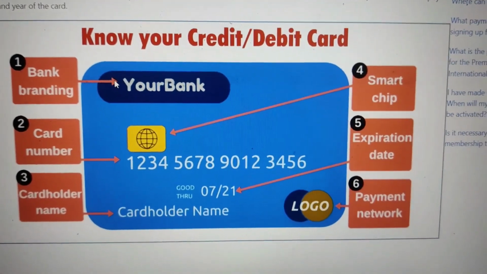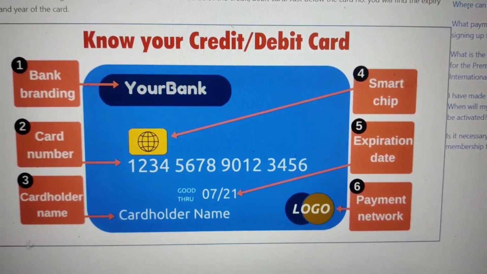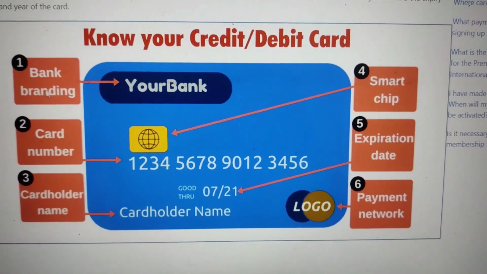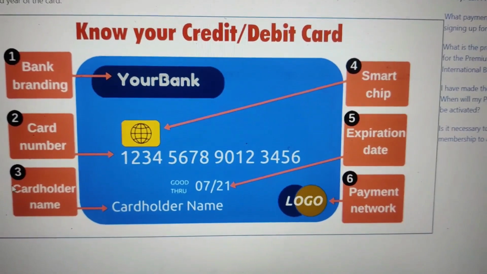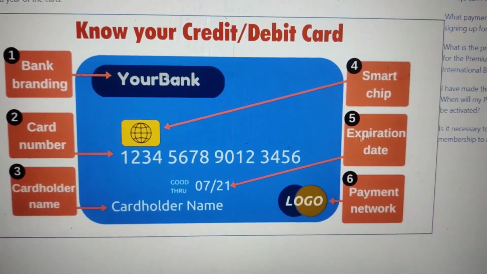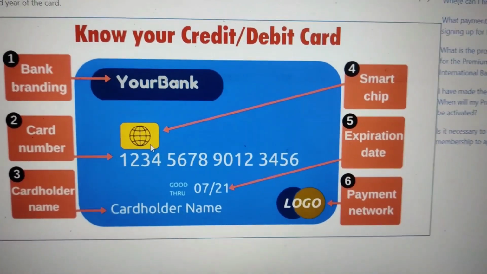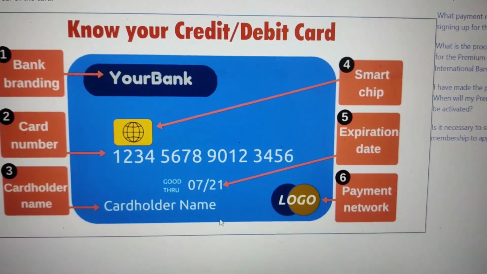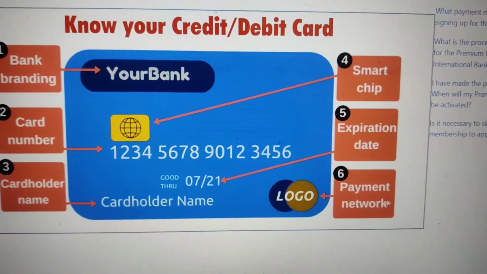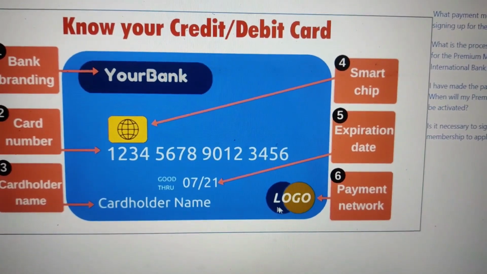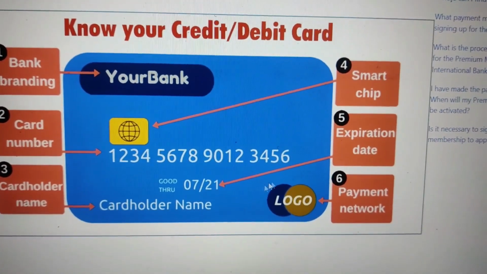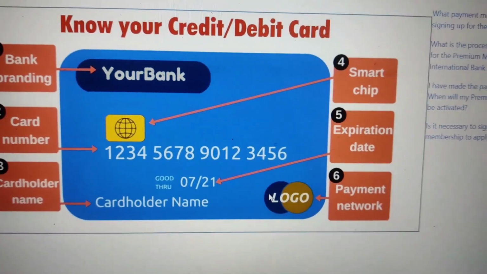A typical credit or debit card consists of the following information. It consists of the name of the bank, the card number, the name of the card holder, the expiry date, the EMV chip, and the logo of the payment network. Suppose it is a RuPay card, RuPay will be printed here. Suppose it is a MasterCard, then the logo of MasterCard will be printed here.